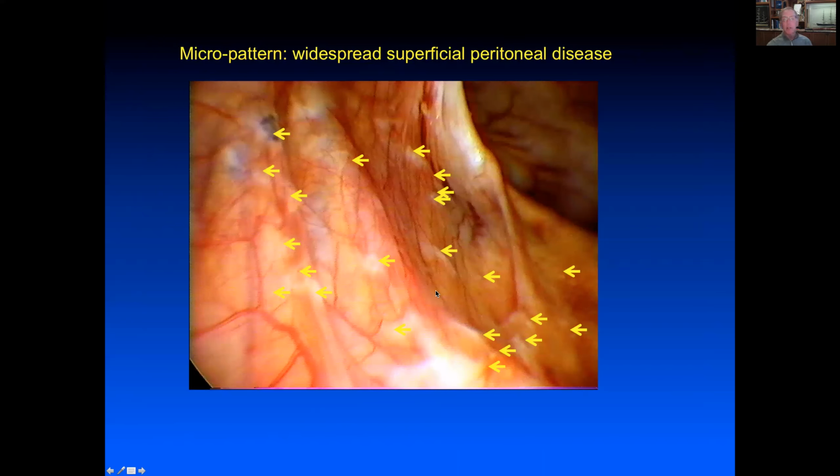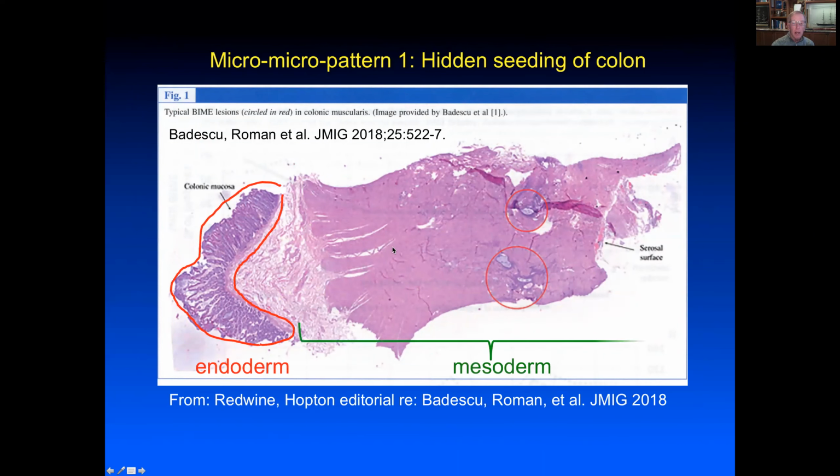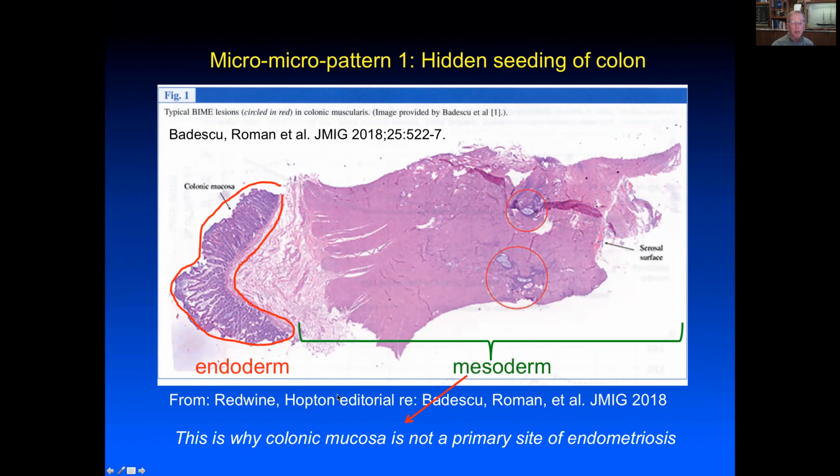Another micro pattern is widespread superficial peritoneal disease. Another micro pattern, first type, is hidden seeding of the sigmoid colon, as pointed out by Horace Roman from France, finding little islands of apparently not very symptomatic and certainly not nodular endometriosis. The colonic mucosa, by the way, is endoderm, and the rest is mesoderm. That's why the colonic mucosa is not a primary site of endometriosis, because it's endoderm, not mesoderm.